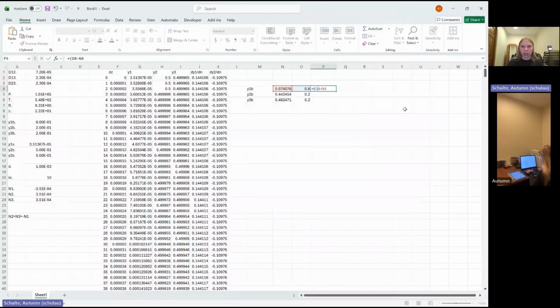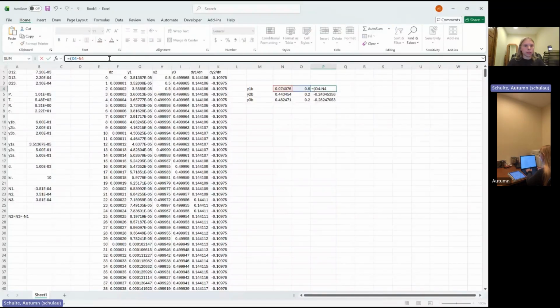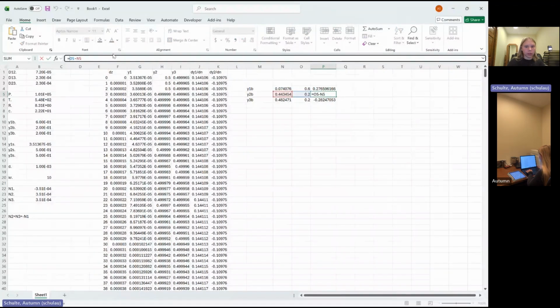So let's find out how far off we are first. So let's do that. And we can do the same idea here. So it's going to be this minus this. And then we can do the same thing here as well. So what I'm actually going to do for all of these is square these. We're going to square this number.